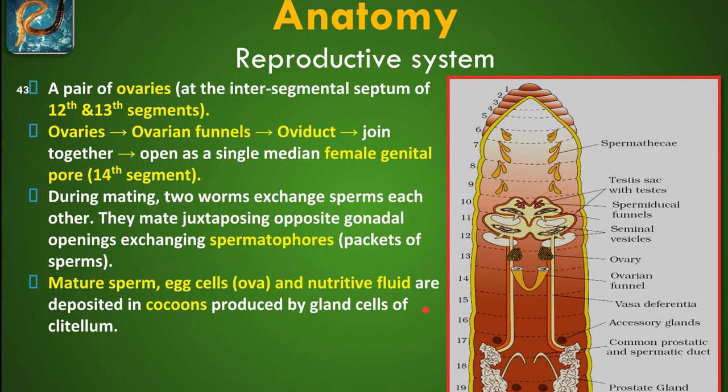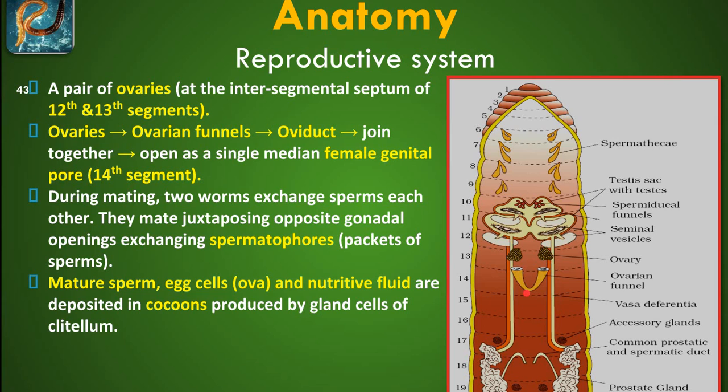So, as I told you, it is bisexual. Apart from the male organs that we saw, it also has female characteristics. So, it has a pair of ovaries at the 12th and the 13th segment, along with the ovarian funnels and oviduct, which join together and open as a single median female genital pore at the 14th segment.